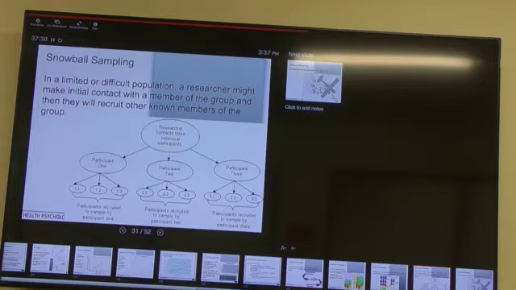In a limited or difficult population, a researcher might make initial contact with a member of the group, and then they would recruit other known members of the group. This is known as snowball sampling.